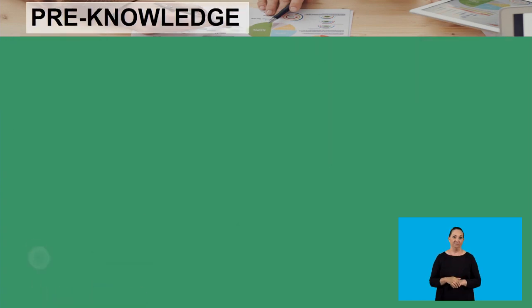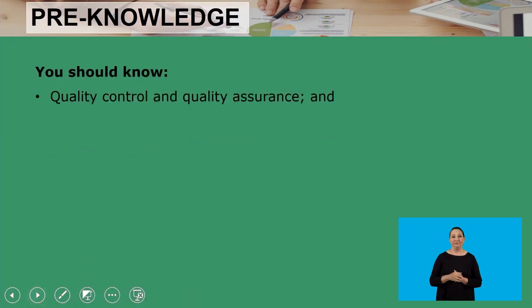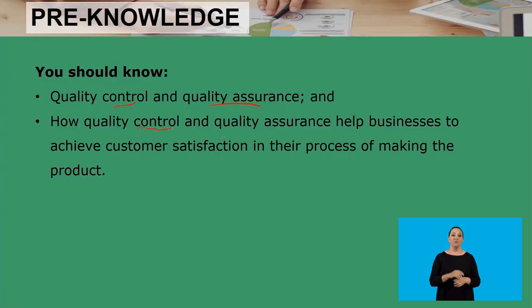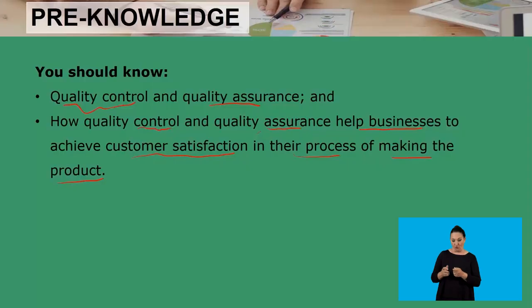Now, pre-knowledge, this is basically what you should know. You should know by now the terms quality control and quality assurance, to say these two terms are focused largely on the production process. You should also know how quality control and quality assurance help businesses to achieve customer satisfaction in the process of making the product. This would be done by doing quality checks. Remember, the one check happens by inspecting the final product, which is quality control, and quality assurance is the checks carried out during and after the production process. The aim there is to make sure that the business gets the product right the first time.